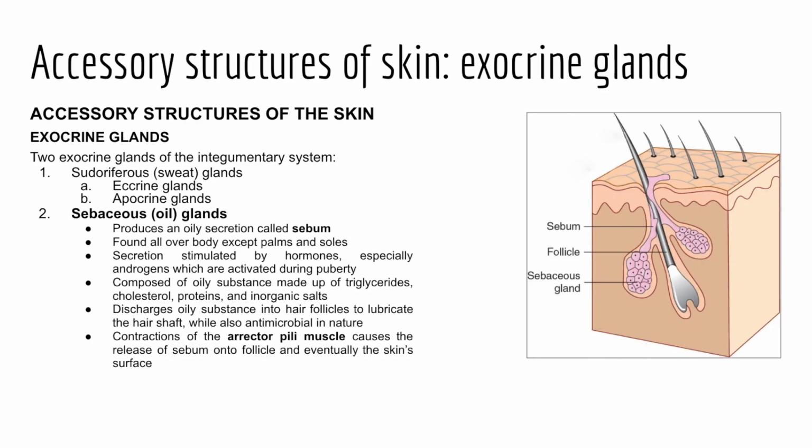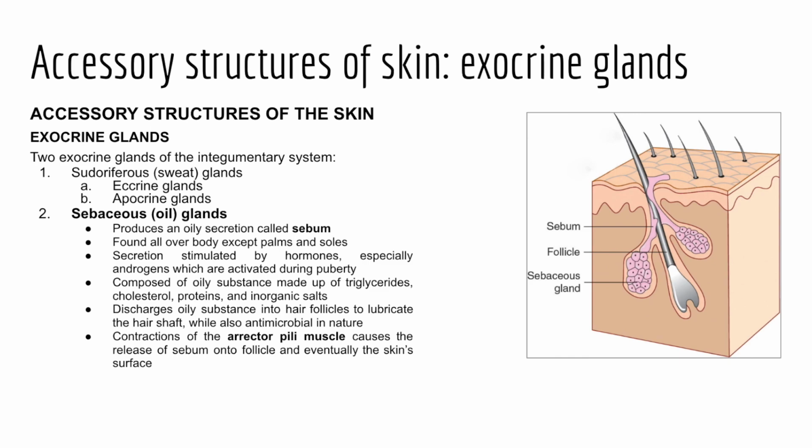Now we turn our attention from sweat glands to oil glands, or more formally known as our sebaceous glands. Sebaceous glands are involved in oil secretion called sebum, and they're found along the surfaces of our body except for the palms of our hands and soles of our feet. And with a few exceptions, they're found associated with hair follicles, where they release their substance into a hair follicle, similar to our apocrine glands, rather than directly onto the surface of the skin, as we saw with our eccrine sweat glands. Sebaceous glands are stimulated by hormones, especially those involved with puberty.